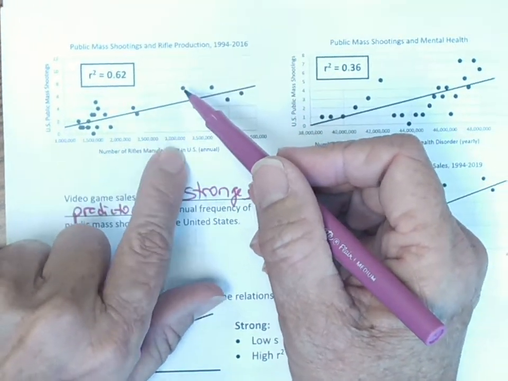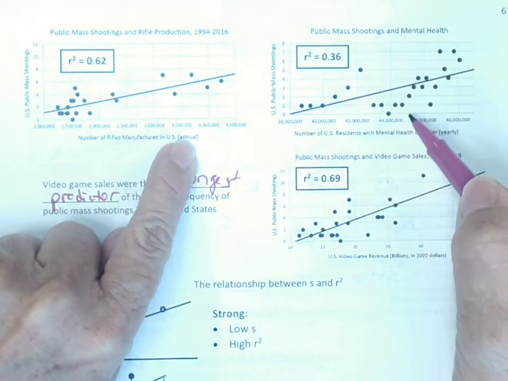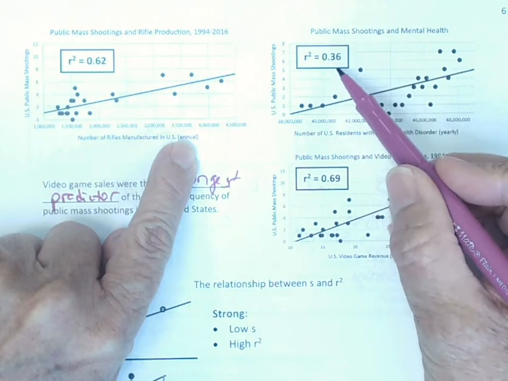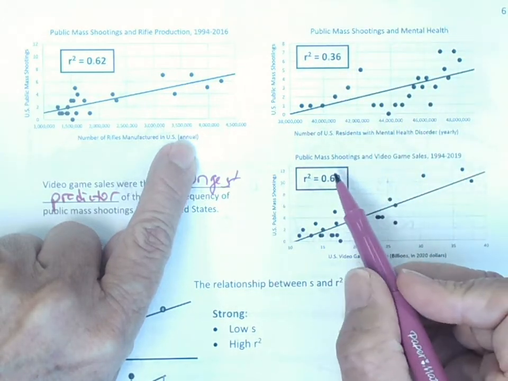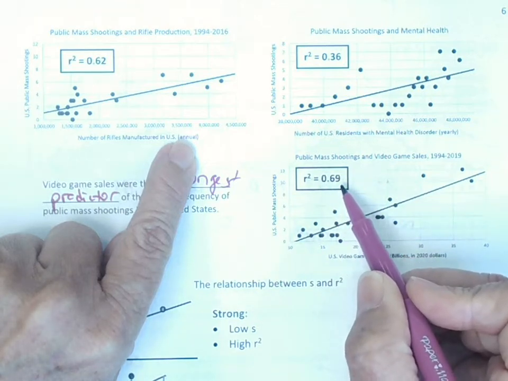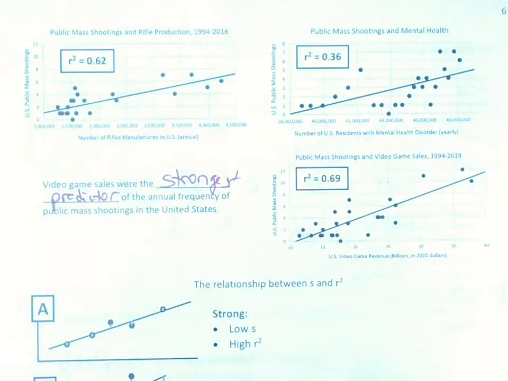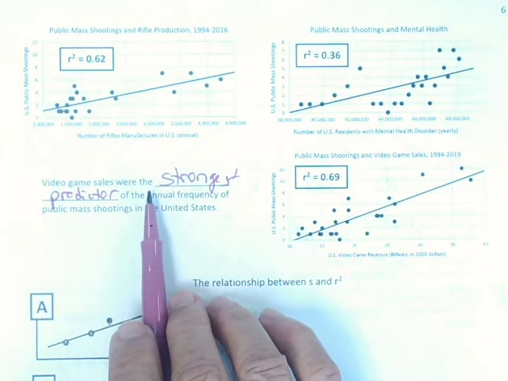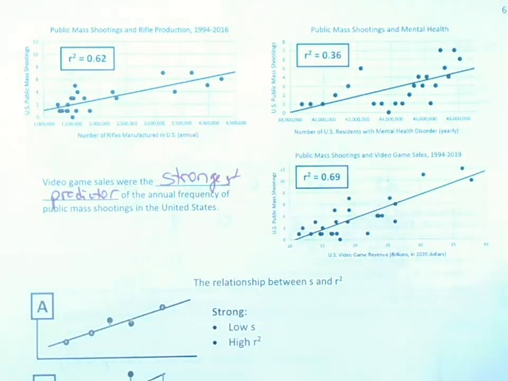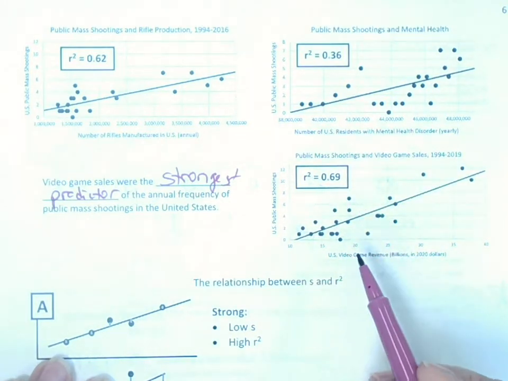Okay, so here's the one we were just looking at. If we were looking at versus mental health, 36% of the variation can be attributed to this linear model. So that's much weaker correlation. Video game sales, 69% of the variation can be accounted for or attributed to the video game sales. So video game sales were the strongest predictor of the annual frequency of public mass shootings in the US because it has the highest coefficient of determination.